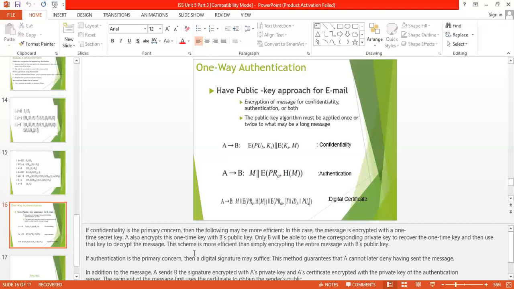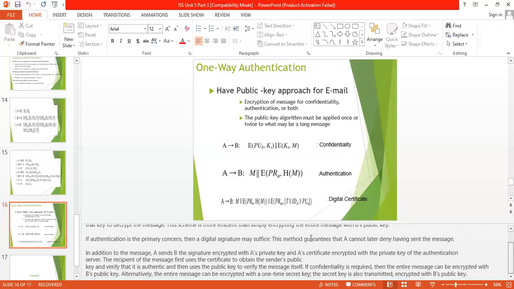In this case, the message and the hash code are combined and encrypted by the private key of A. This is the authentication. And the last is the digital certificate method. A sends B a signature encrypted with A's private key and A's certificate encrypted with the private key of the authentication server.